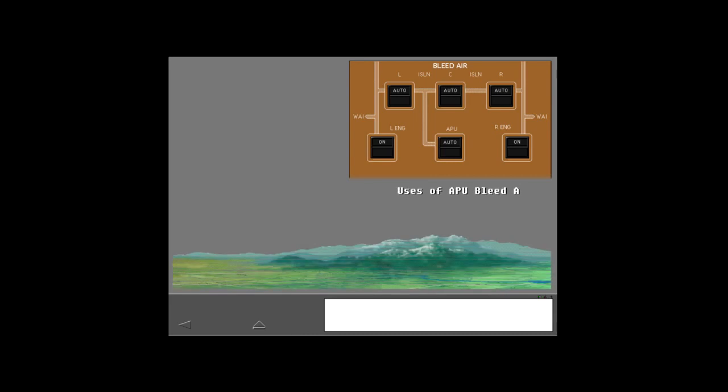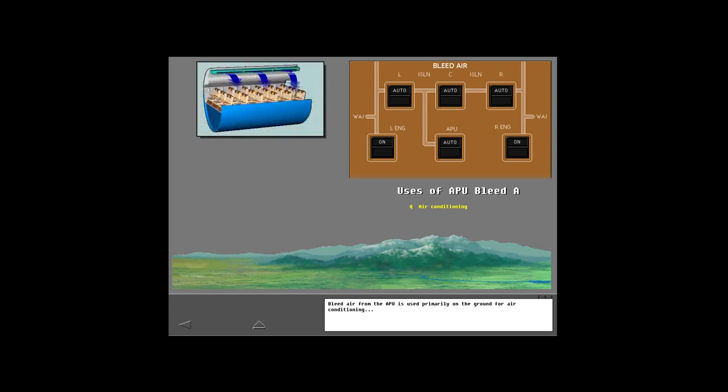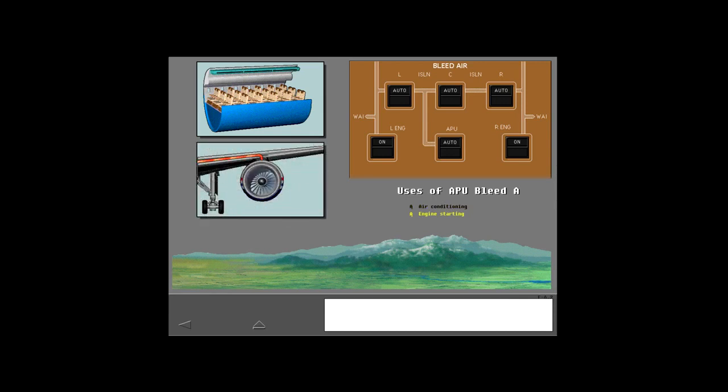Let's discuss the APU bleed air system in more detail. Bleed air from the APU is used primarily on the ground for air conditioning and engine starting. However, bleed air from the APU may also be used in flight up to an altitude of approximately 22,000 feet.